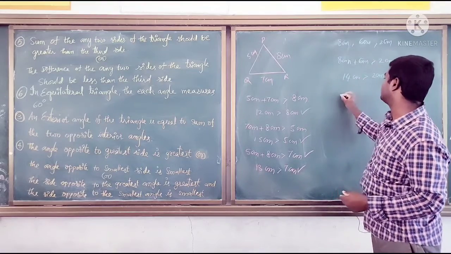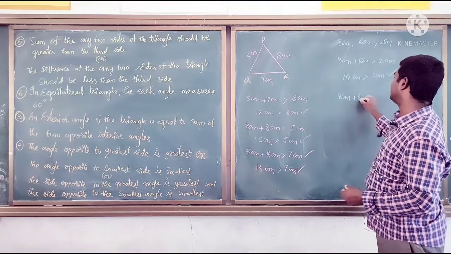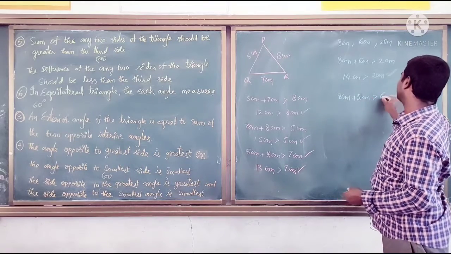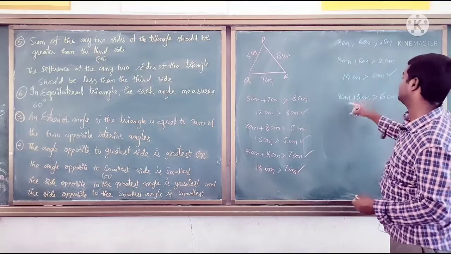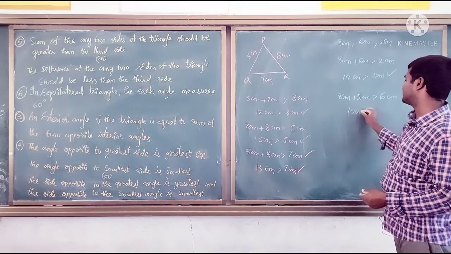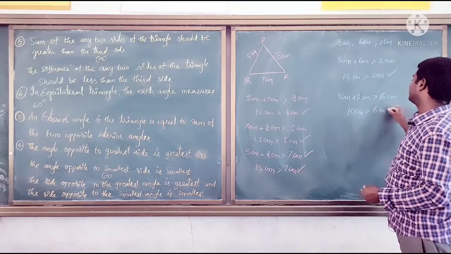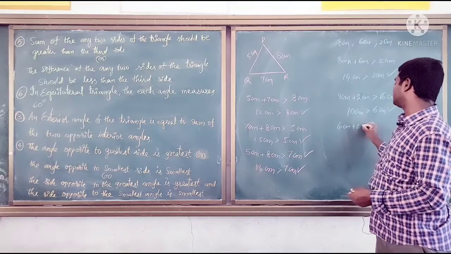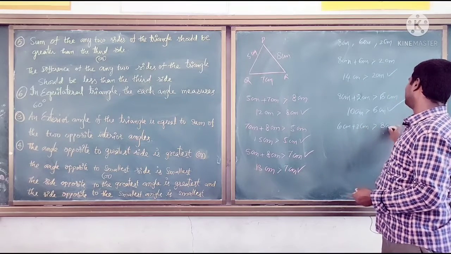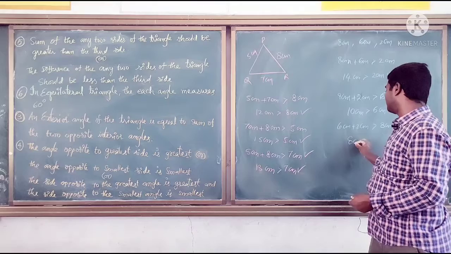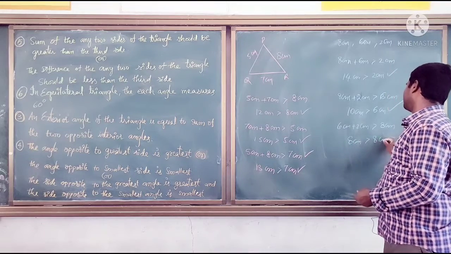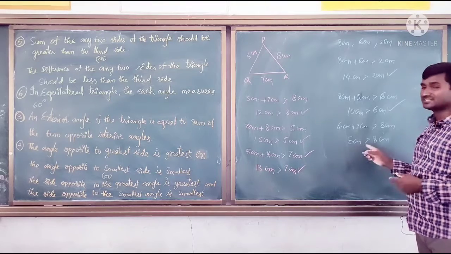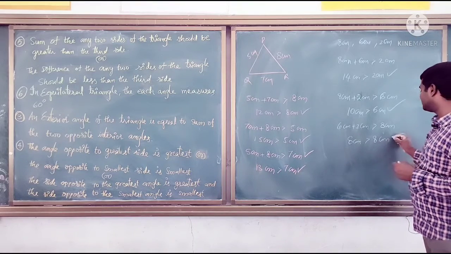Next, 8 centimeter plus 2 centimeter is greater than 6 centimeter. 8 and 2 I am considering. So 8 plus 2, 10 centimeter is greater than 6 centimeter. This case also is satisfied. Next, 6 centimeter plus 2 centimeter is greater than 8 centimeter or not? 6 plus 2, 8 centimeter. 8 centimeter is greater than 8 centimeter. Is it true? False. 8 centimeter is equal to 8 centimeter, not greater. So this is a false statement.